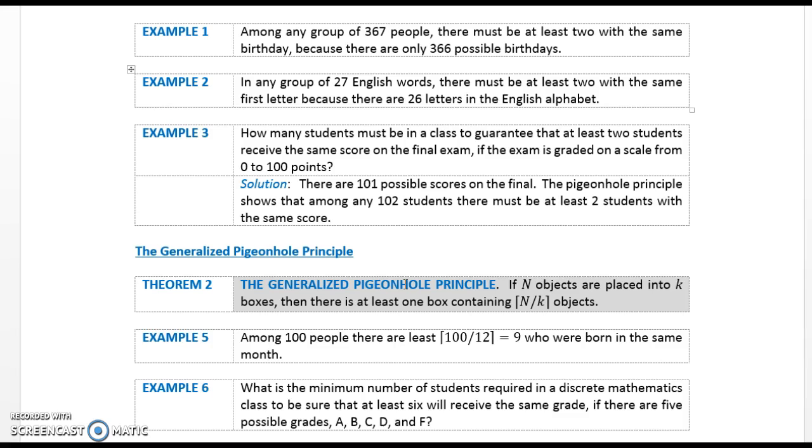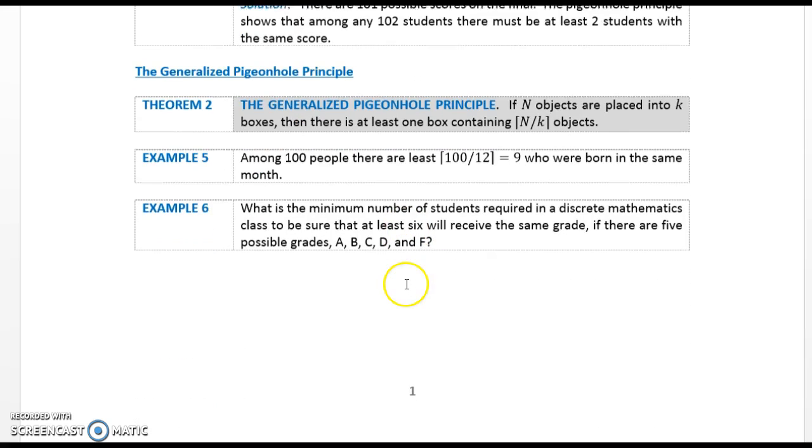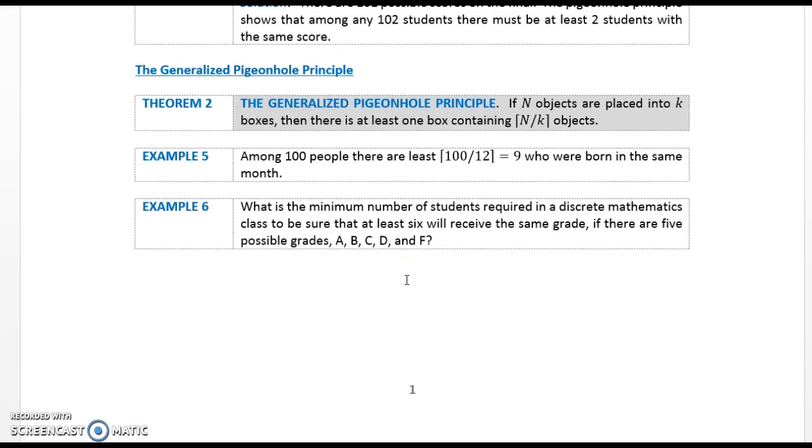Example 3. How many students must be in a class to guarantee that at least 2 students receive the same score on the final exam if the exam is graded on a scale from 0 to 100 points? There are 101 possible scores on the final. The pigeonhole principle shows that among any 102 students, there must be at least 2 students with the same score. The generalized pigeonhole principle. Theorem 2. If n objects are placed into k boxes, there must be at least 1 box containing the ceiling of n divided by k objects.